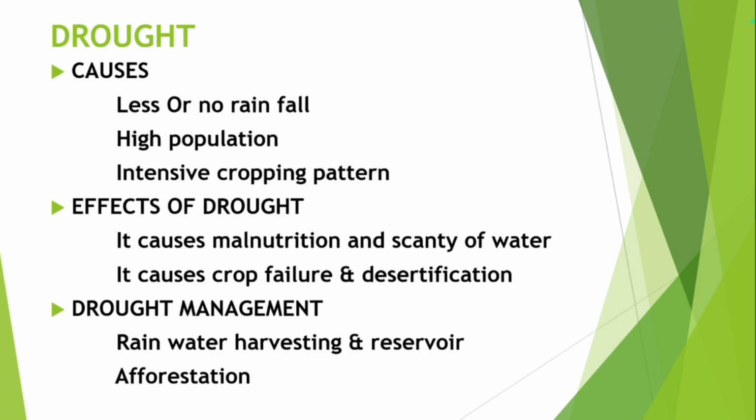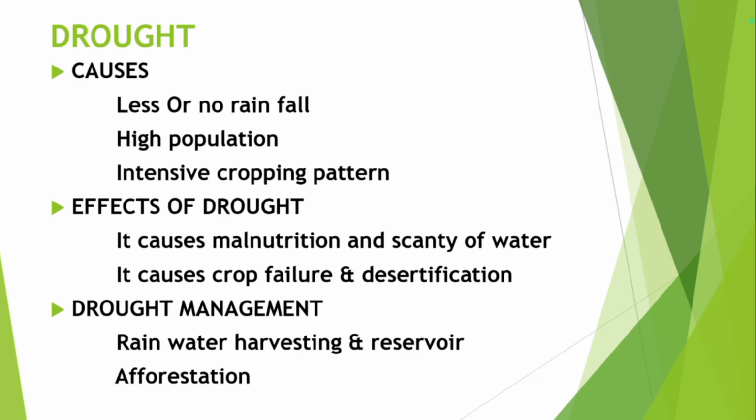Now we have discussed a new problem that was flood. What happens if excess water surrounds our environment? But what happens if there is no water in the environment? It raises a new topic known as drought. Let's see what are the causes of drought. Less or no rainfall. When drought occurs, there is very less or no rainfall because the evaporation is very less.